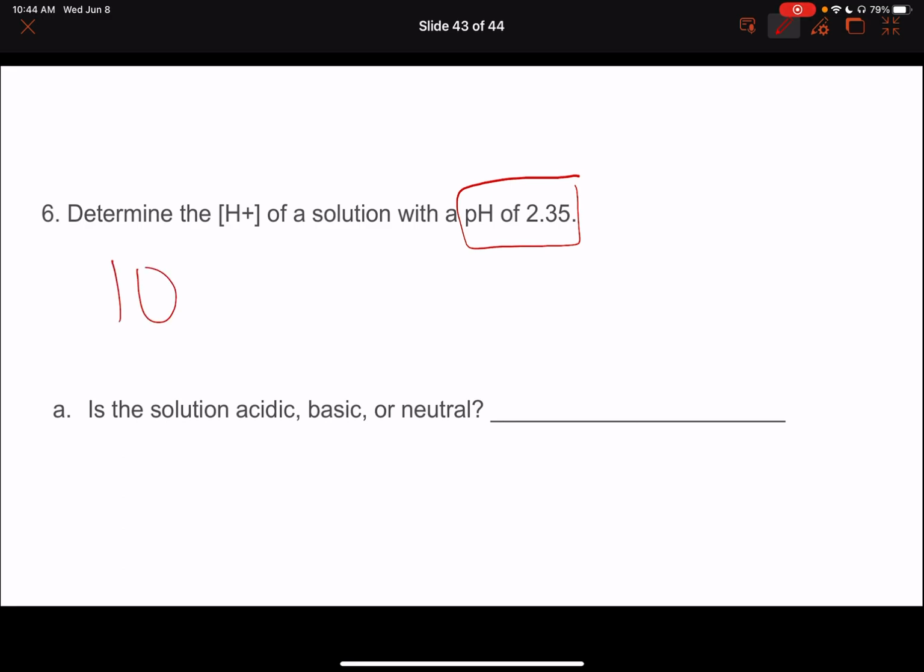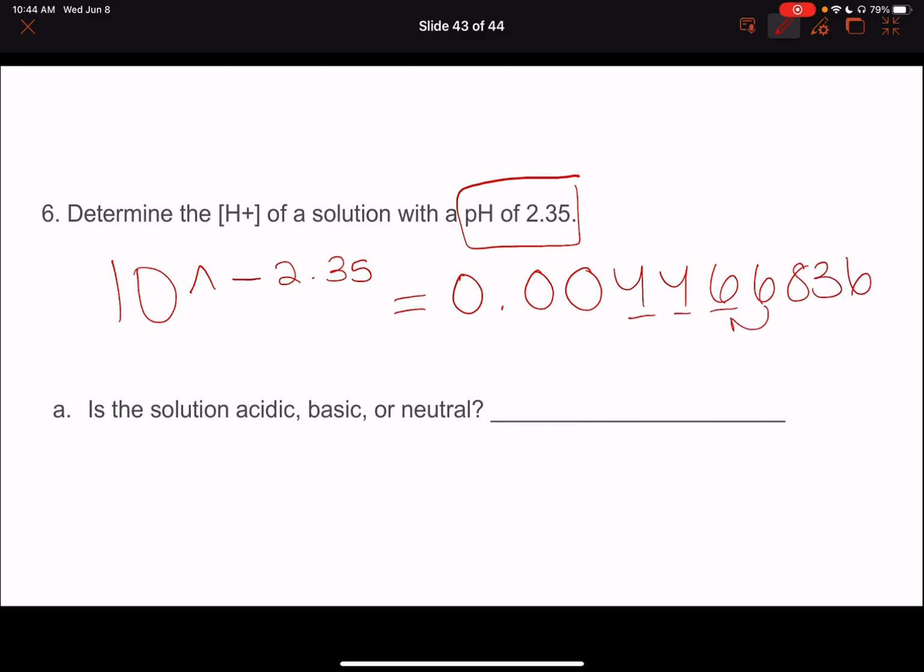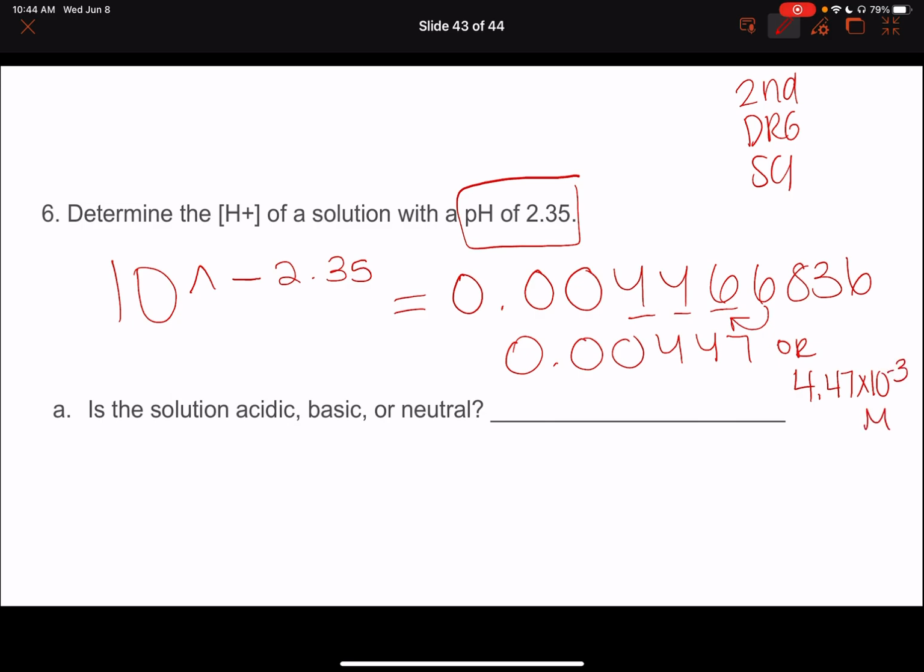So we have to use the antilog. So 10 caret to the negative 2.35. And we'll see we get 0.044668636. Count over 1, 2, 3. So we can write it as 0.00447, or we can put it in scientific notation by going second, DRG, choosing sci, and we could see it's 4.47 times 10 to the negative third. Need a unit of molarity if we're talking about concentration.